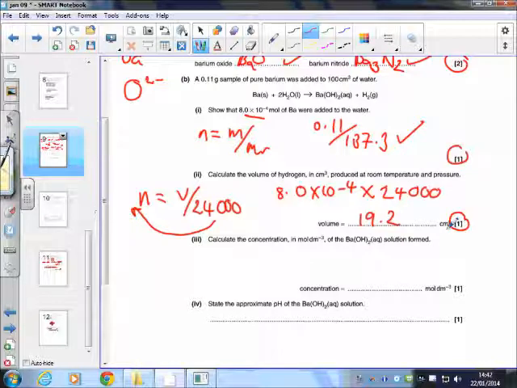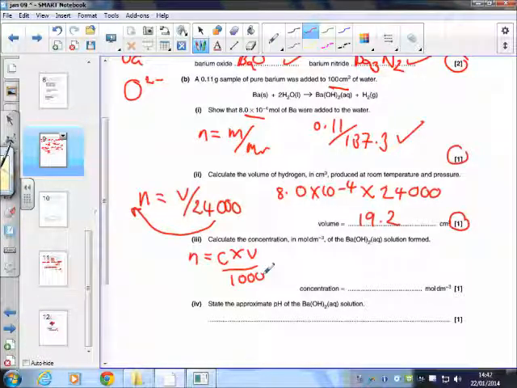So the next bit, part 3. Calculate the concentration in moles per decimetre cubed of barium hydroxide solution formed. So as soon as they say concentration, we've got a volume up here as well. You should think of n equals C times V over 1,000. But what they want us to do this time is to calculate this concentration. So we need to rearrange this equation by bringing 1,000 up and volume down.